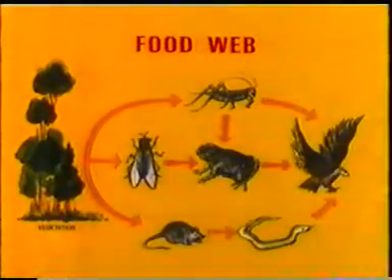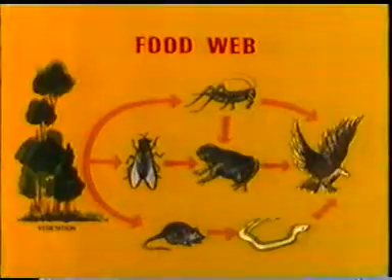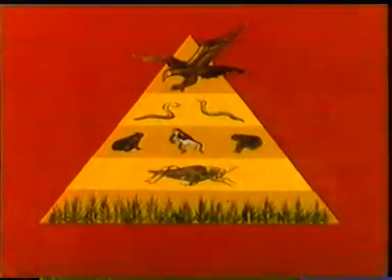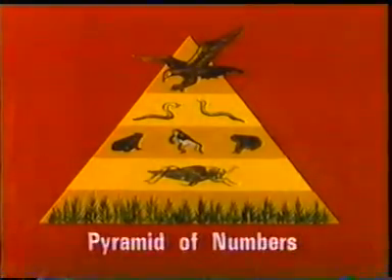It may in turn be a source of food for the snake and the hawk. This figure shows another way in which food relationships may be represented. This is known as the pyramid of numbers.